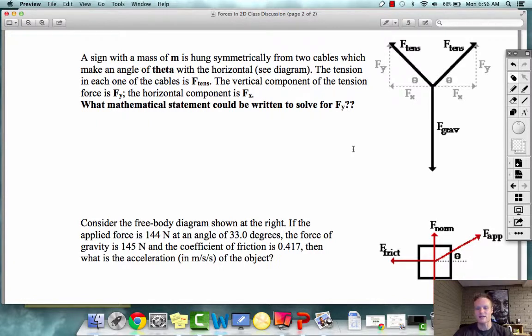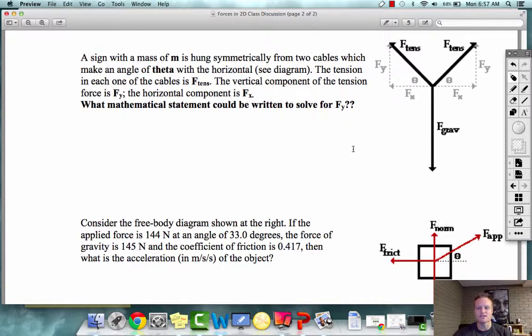And you can take a look at the diagram to the right. The tension in each one of these cables is known as F tension. Okay, so the force of tension on this cable. The vertical component of the tension force is F sub y, and the horizontal component is labeled F sub x. What mathematical statement could be written to solve for F sub y?